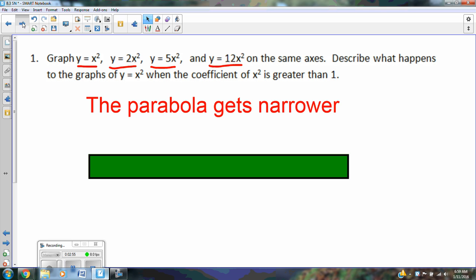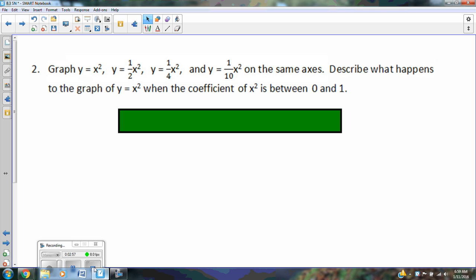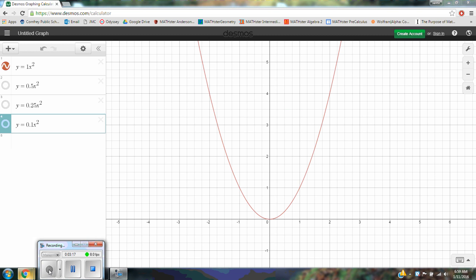For number 2 then, we need to graph y equals x squared, y equals 1/2 x squared, y equals 1/4 of x squared, and y equals 1/10 of x squared on the same axis. Describe what happens to the graph of y equals x squared when the coefficient of x squared is between 0 and 1. So when it's a fraction like this.